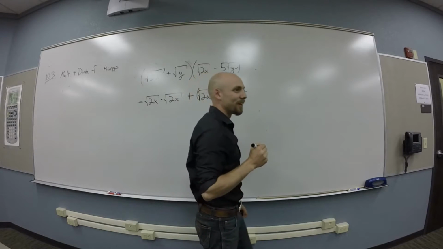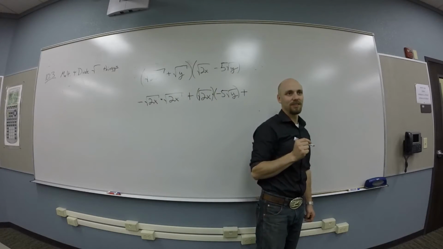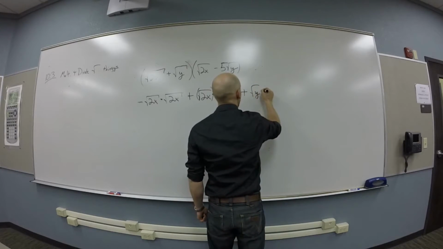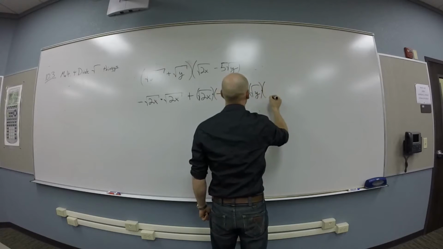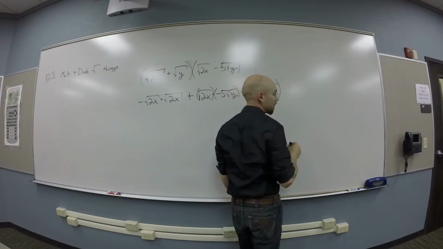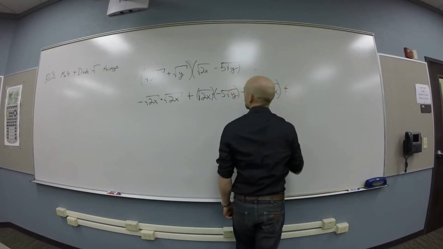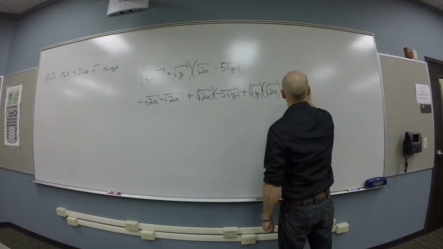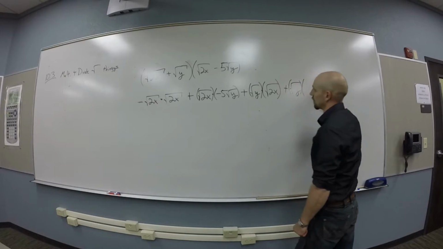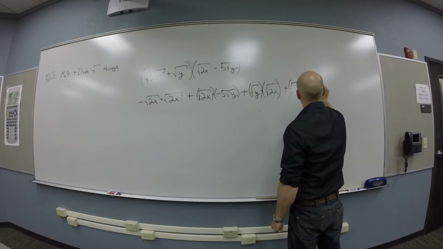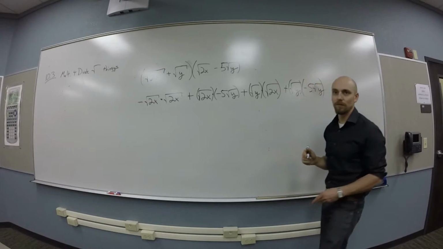And then how about the I's? Inners. And then you got square root of y times square root of 2x. And then we've got last, our plus square root of y times negative 5 square root of y. Said it, didn't write it. Negative 5 square root of y.